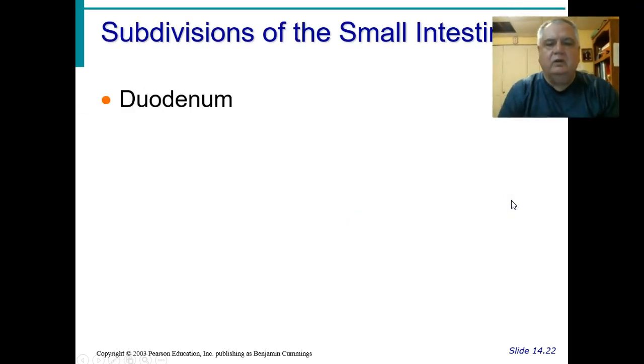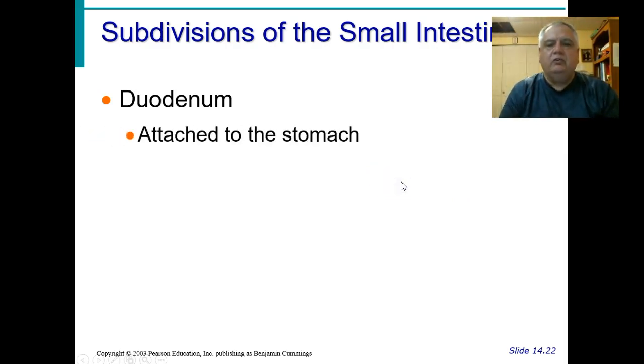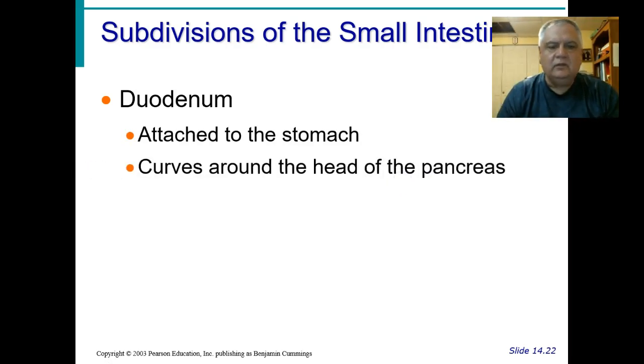The small intestine is fairly long, and so we're going to divide it into different regions. Let's take a look at those different regions. We have the duodenum first. This is the portion of the small intestine that is attached to the stomach. It's going to curve around the head of the pancreas. We'll show you a diagram of that in just a bit. And then it will extend down to the next subdivision of the small intestine, which is the jejunum.